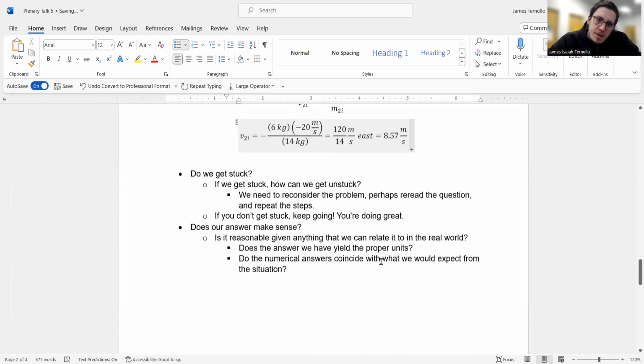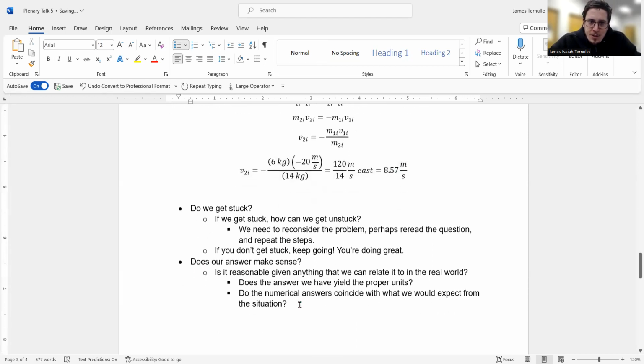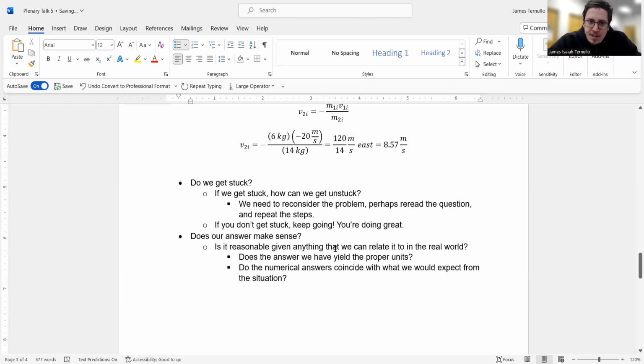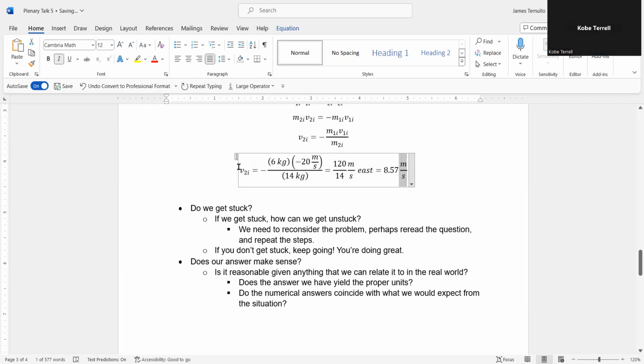So from there, you continue. Now that you have an answer, you ask yourself the remaining question: does our answer make sense? Is it reasonable given anything that we can relate it to in the real world? As we're doing these sub-questions, does the answer yield the proper units? Well, yeah, we said that this yields meters per second because it's a velocity.